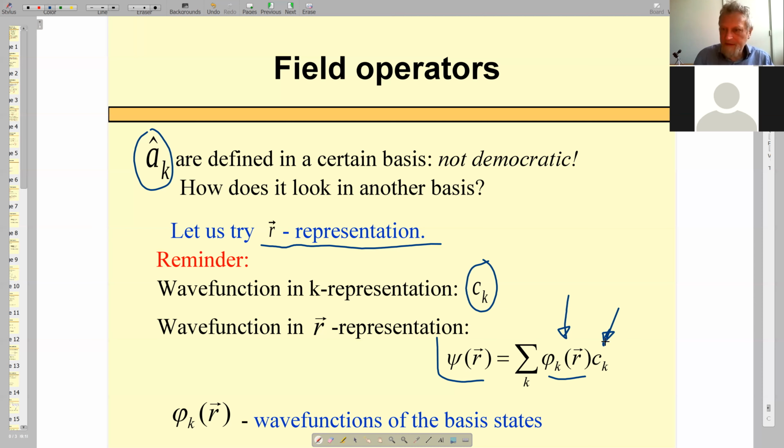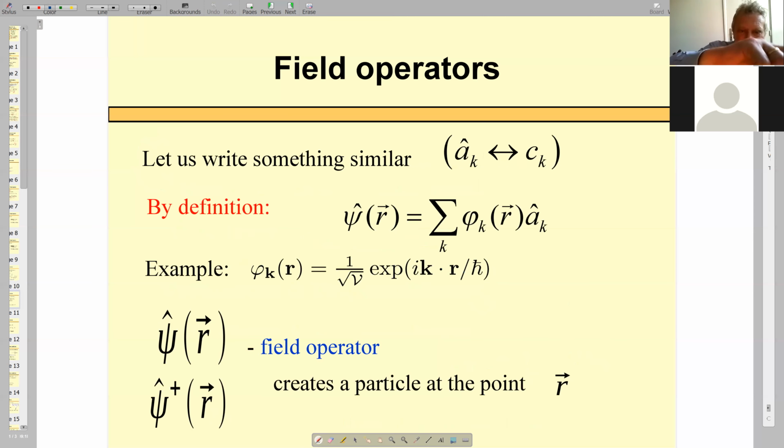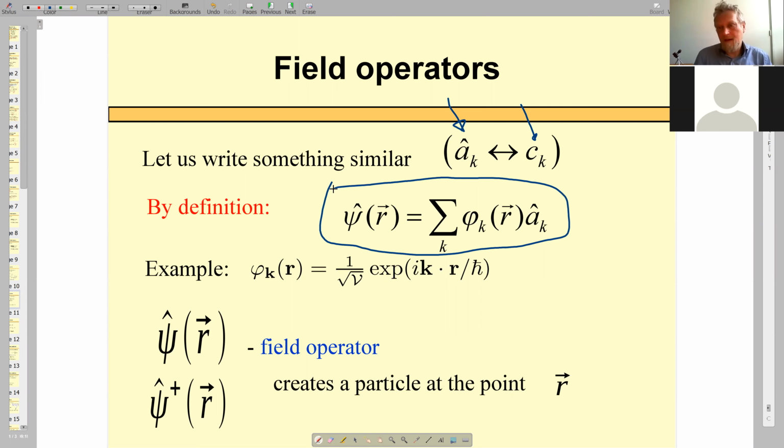All right. So the operator in another basis, in particular coordinate representation, is similar. In fact, instead of components of wave functions, we use these operators. And we come to the coordinate representation of creation and corresponding annihilation operators.